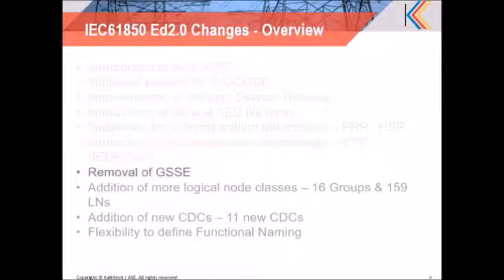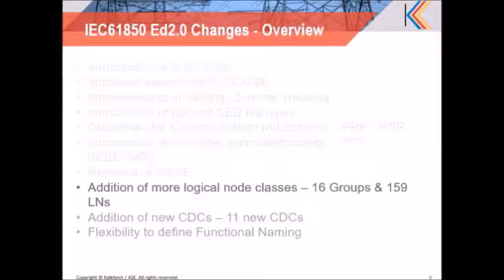GSSE, the generic substation status events, is no more part of the 61850 standard, because GOOSE got popularized and no one was using the GSSE concept. So that is completely removed from the standard.